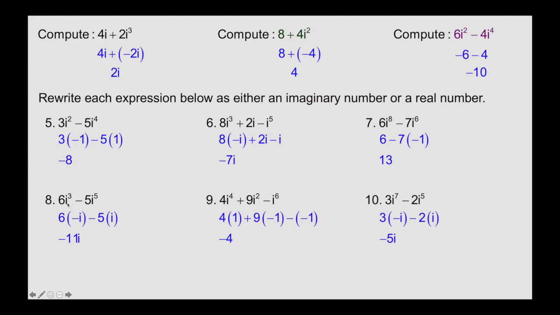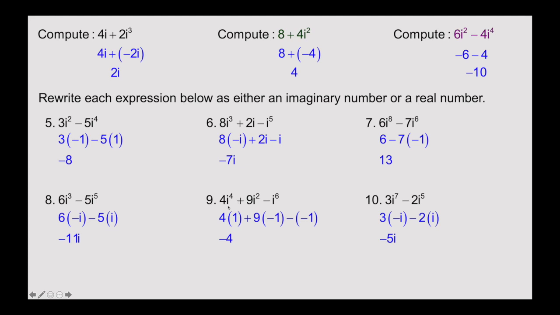For number 8, i to the 3rd is going to turn into a negative i. So now I've got 6 times negative i, which is negative 6i. Over here, i to the 5th is going to be the same thing as i to the 4th times i to the 1st. The i to the 4th part cancels, so I'm left with negative 5 times i, which is what I have right here. So from here, negative 6i and negative 5i combine to give me negative 11i.